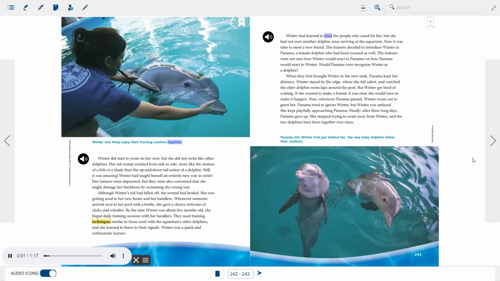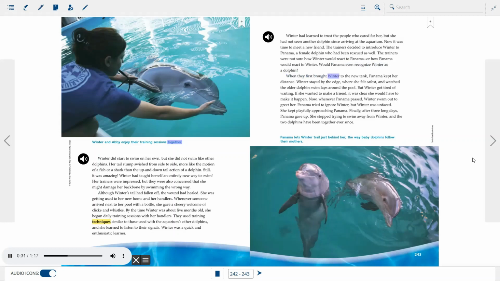Winter had learned to trust the people who cared for her, but she had not seen another dolphin since arriving at the aquarium. Now it was time to meet a new friend. The trainers decided to introduce Winter to Panama, a female dolphin who had been rescued as well. The trainers were not sure how Winter would react to Panama, or how Panama would react to Winter. Would Panama even recognize Winter as a dolphin?